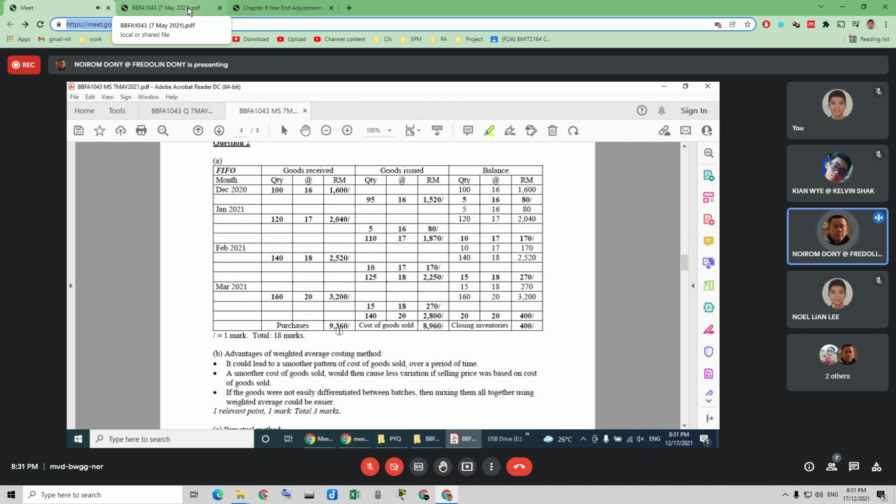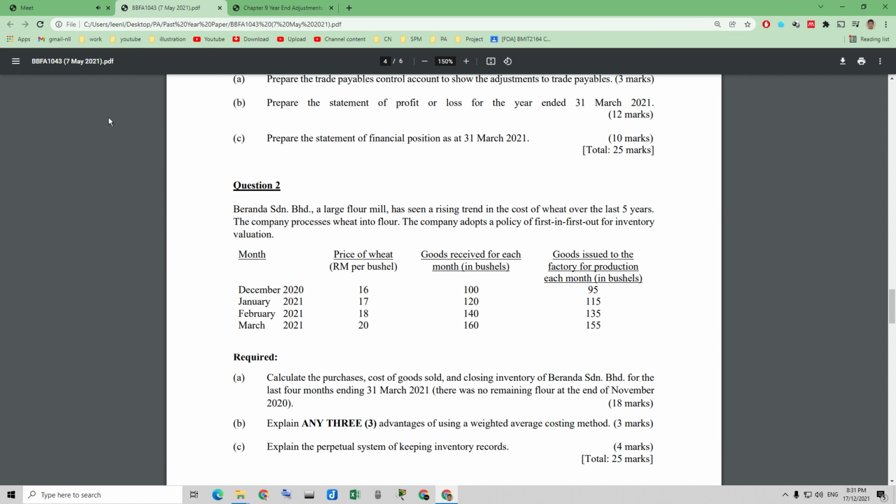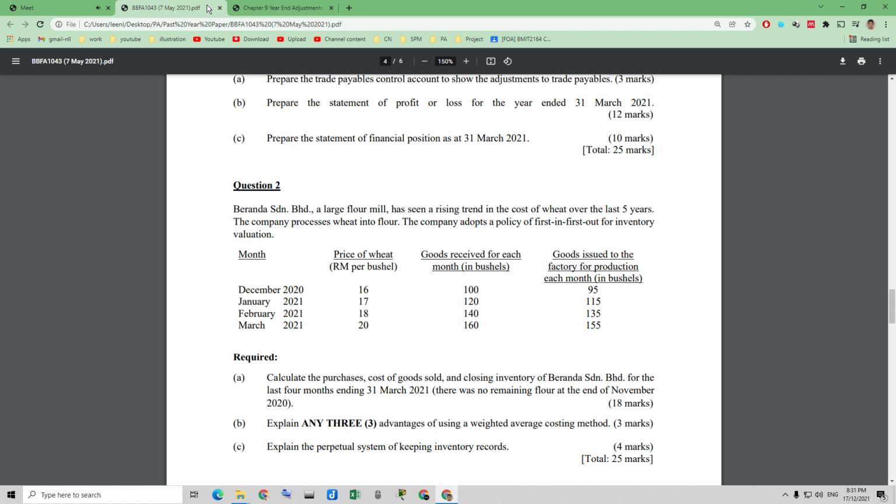And then calculate cost of goods sold. So cost of goods sold refers to this column. So you add this one, 1,520, 80, 1,870, altogether. Then you get 8,960. And closing inventory.